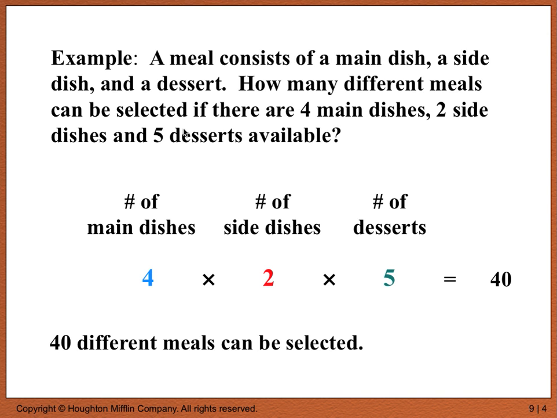All right, so a probability problem would say, well, what's the probability of randomly selecting a meal that consists of ostrich, mashed potatoes, and chocolate? Well, if there are 40 different possible meals, then the probability of getting any one of those meals is 1 out of 40. But we'll get to that later. I just went through that to show you what the relationship is between the counting principle and probability.